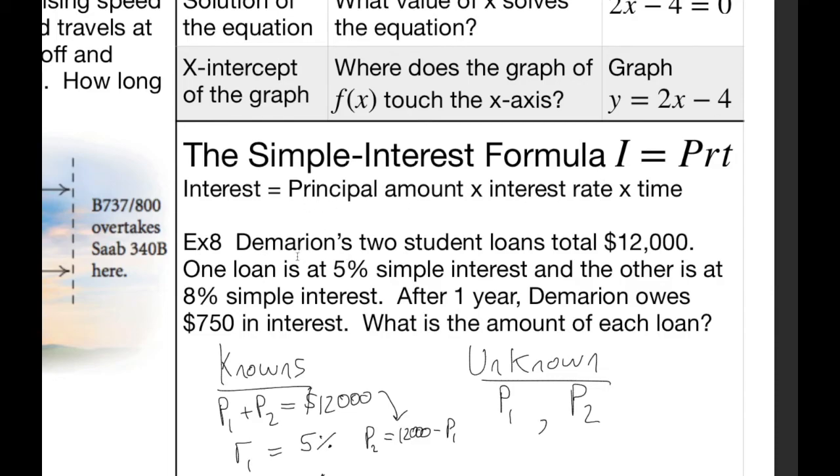So, example 8, Damarian's 2 student loans total $12,000. So he's got two different loans. We don't know what they are individually, but when you add them up, you get $12,000. One loan is 5% simple interest, and the other is at 8% simple interest. After 1 year, Damarian owes $750 in interest. What is the amount of each loan?